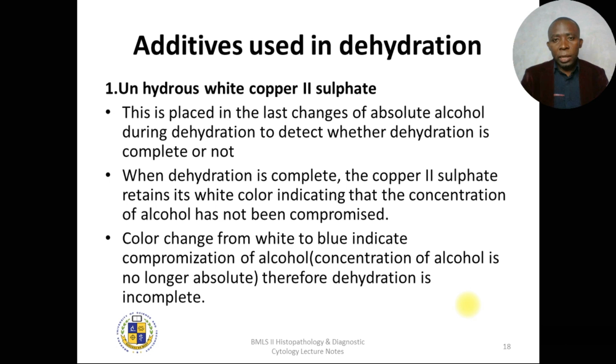This is placed in the last changes of absolute alcohol during dehydration to detect whether dehydration is complete or not. When dehydration is complete, the copper II sulfate retains its white color, indicating that the concentration of alcohol has not been compromised. But when there is a color change from white to blue, this indicates compromise of the alcohol concentration, or that the alcohol is no longer absolute. Therefore, dehydration is incomplete. That's what it means in that case.